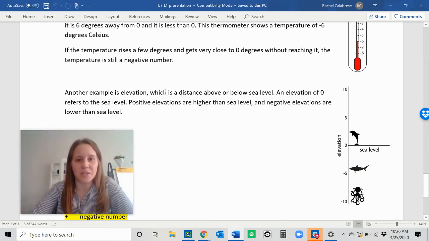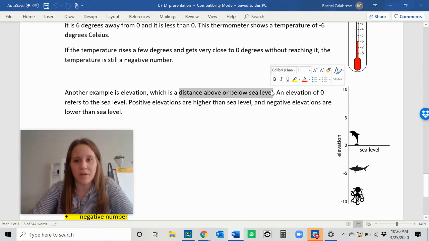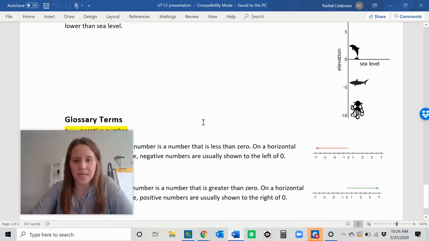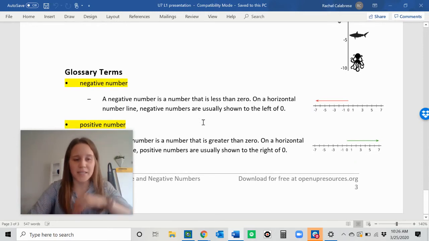Another example is elevation, which is distance above or below sea level. Remember, that can be positive or negative. An elevation of 0 refers to sea level. Positive elevations are higher than sea level, and negative elevations are lower than sea level. Excellent. All right, last part, team.